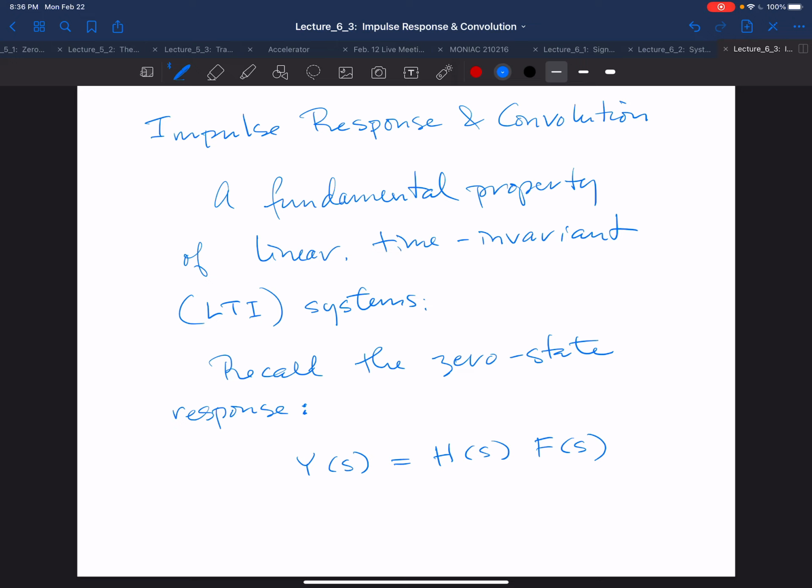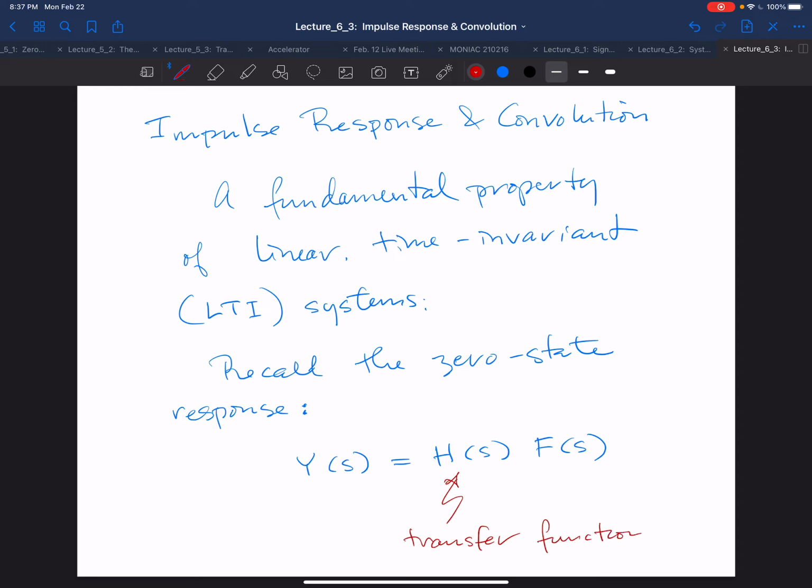We see that in the Laplace domain, it's pretty easy to compute the zero state response of a system. We just take the input, f(t), find its transform, and multiply that by this quantity H(s), which we got from the differential equation modeling the system. But what does this function H(s) really represent? It's a function that we're going to call the transfer function, essentially because of this equation. It lets us go very easily from the transform of the input to the transform of the corresponding output.